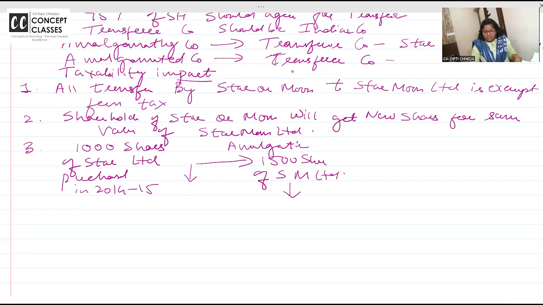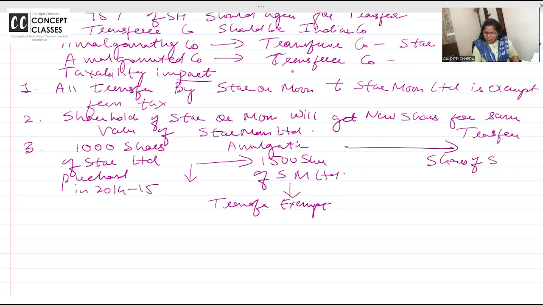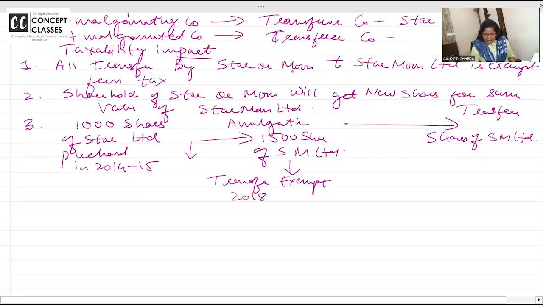For the shareholder also, the shareholder has transferred the shares of Star and has got the new shares of Star and Moon. This transfer is exempt. Now the same shareholder transfers shares of Star Moon Limited, the new company's shares. When did you purchase the share? 14 and 15. Let us say amalgamation is 18 and 19. Are you all with me? Clear? So the amalgamation happened in 18 and 19.